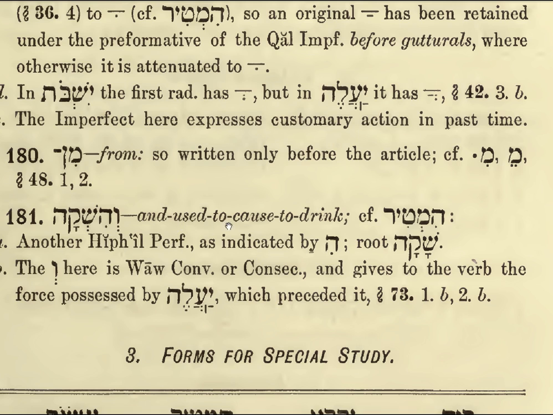Vehishka, and used to cause to drink. Compare this with himtir. Vehishka. So it's a hifil perfect, as indicated by he. The root shaka. The vav here is a vav conversive or consecutive, and it gives the verb the same force as the verb in front of it, which is why it's called the verb consecutive. Yangale, which we just saw before.